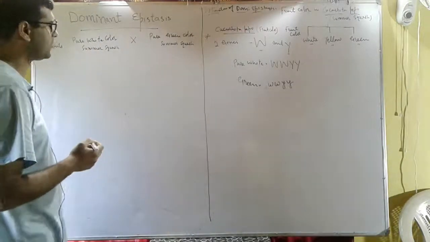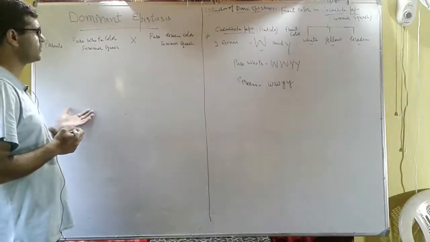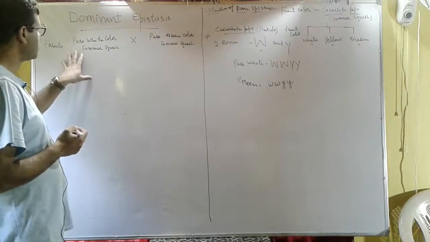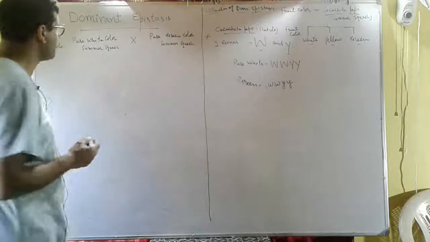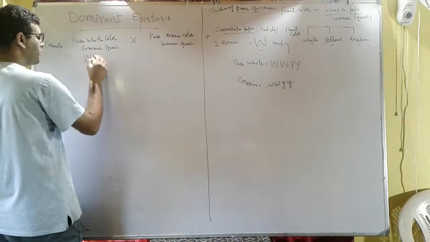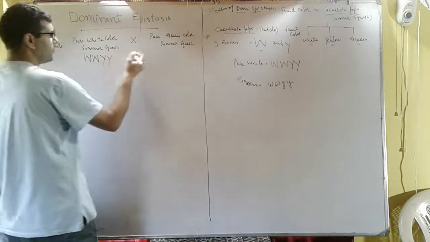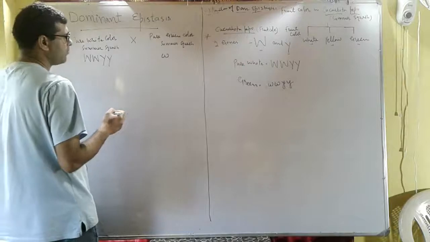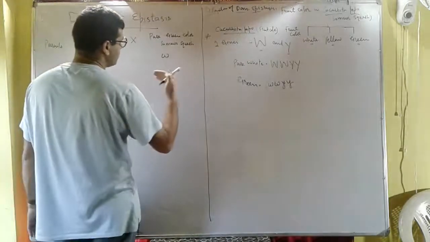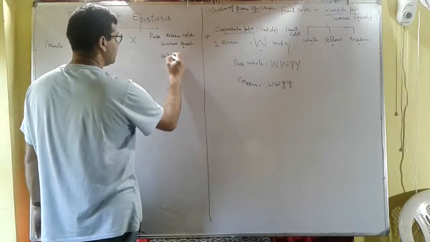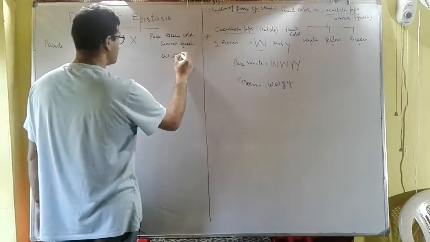In order to understand what this dominant epistasis is, we'll take two parents. This is pure white summer squash. It will be crossed with pure green summer squash. So the genotype is capital W, capital W, capital Y, capital Y. And this green color summer squash is homozygous double recessive, so small w, small w, small y, small y.